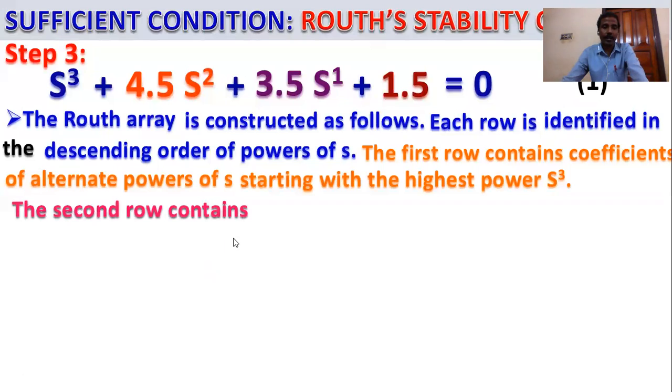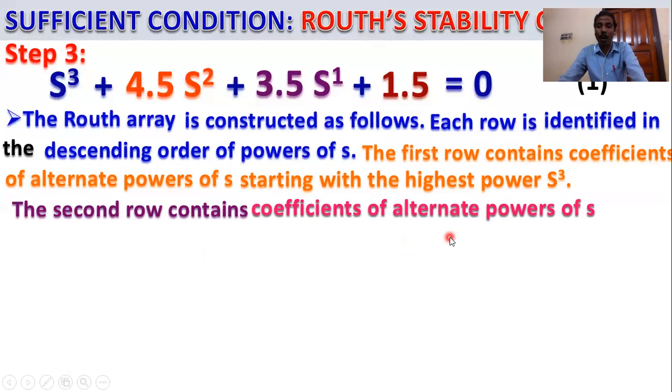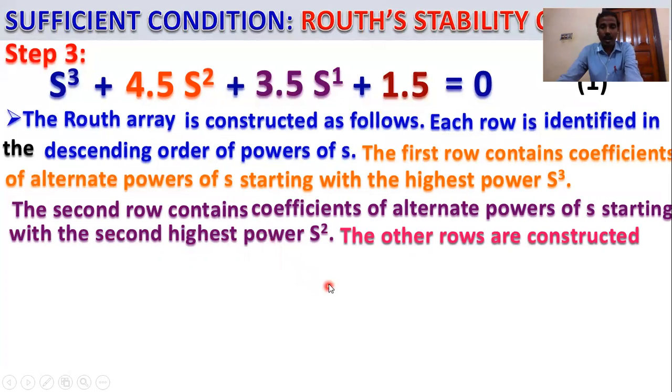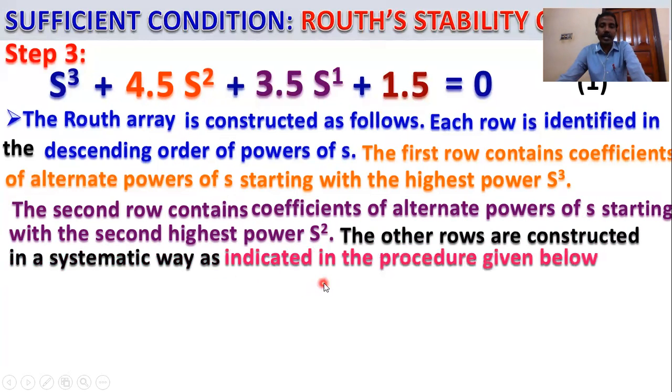The next point: the second row contains coefficients of alternate powers of s, starting with the second highest power, s square. In this equation, s square is the second highest power. So this is the second row starting point. The other rows are constructed in an asymptotic way, as indicated in the procedure given below.